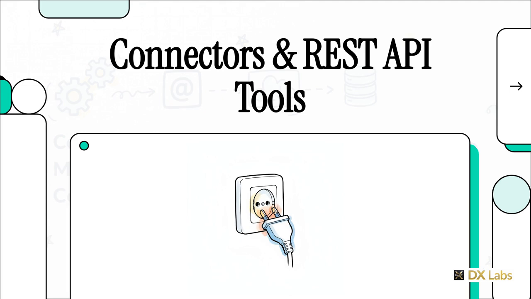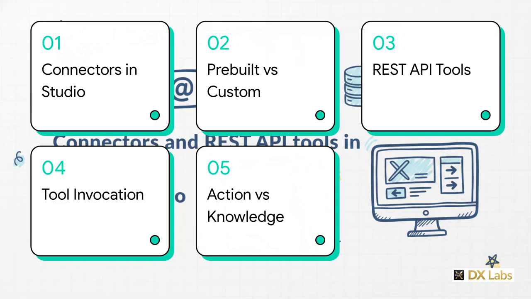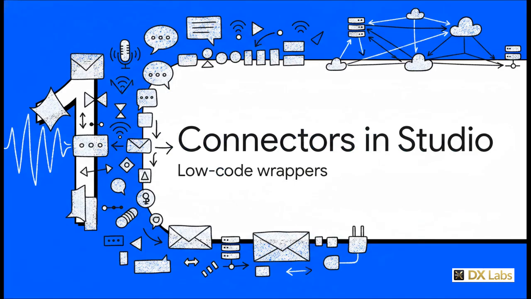For the Microsoft AB620 exam, mastering how your AI agents connect to the outside world is absolutely essential to designing efficient, secure solutions. To get you ready for that exam, we're going to cover 5 core areas today. Connectors in Copilot Studio, the differences between pre-built and custom connectors, using REST API tools, how agents actually choose their tools, and the critical distinction between action and knowledge tools. Let's dive right into our first topic, connectors in Copilot Studio.